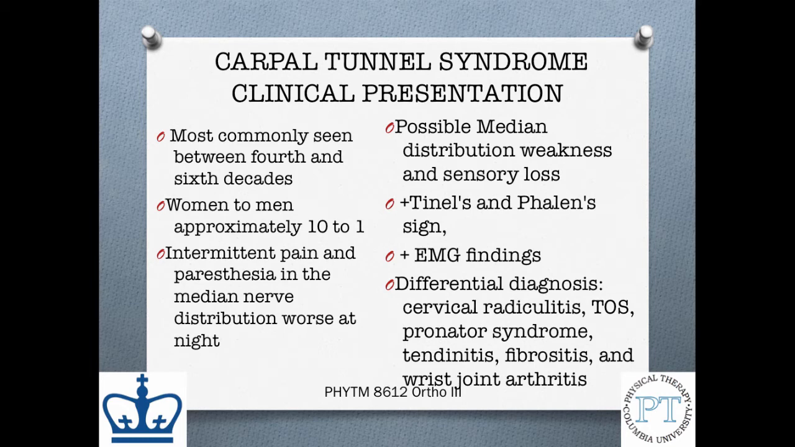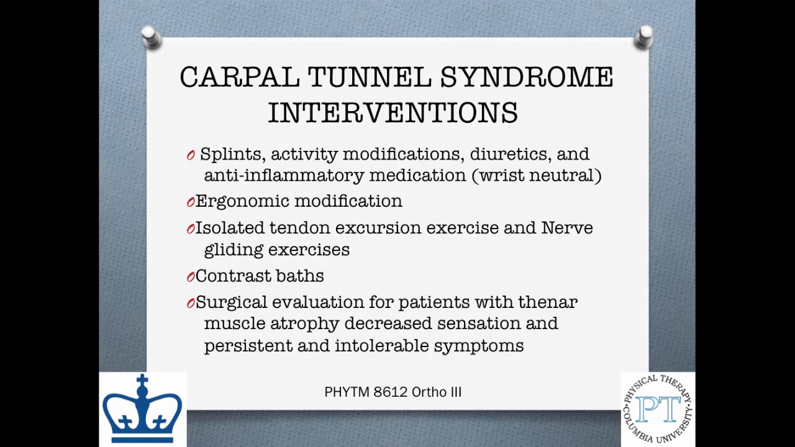We may have EMG findings indicating decreased nerve conduction. When a patient presents this way, in the back of your mind, you should be thinking this could be a cervical radiculopathy that is referring pain, or certainly thoracic outlet syndrome. Pronator teres syndrome, we know that's compression of the median nerve as it passes through the two heads of the pronator muscle. We could see fibrositis as well as wrist joint arthritis that could be mimicking these symptoms.